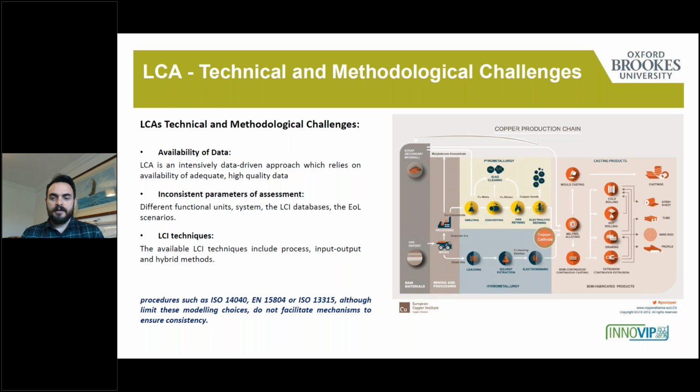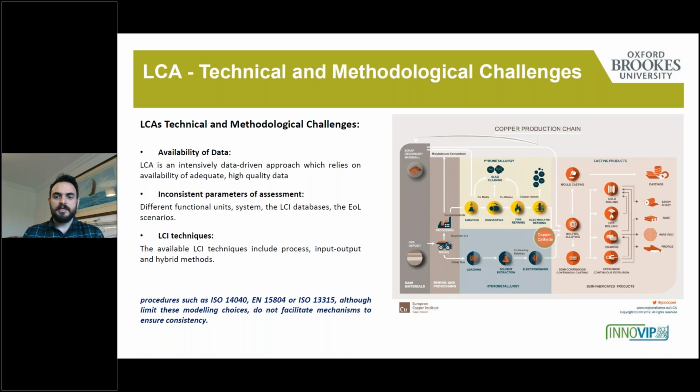The LCA at the moment, and currently the way it's being used in practice, there are a number of technical and methodological challenges that we face that need to be addressed as soon as possible. And I will be explaining very briefly, using case studies, why this needs to be addressed very urgently. The technical and methodological challenges that I have summarized for this study are mainly related to the availability of data.